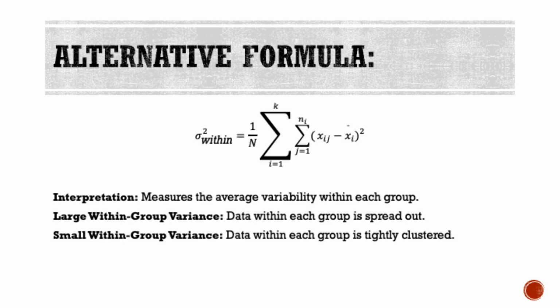There's an alternative formula for within-group variance. It's the sum of squared deviations from each group mean divided by the total number of observations. This is often easier to compute in practice. The interpretation is the same. Large within-group variance means data is spread out within groups, and small within-group variance means data is tightly clustered within groups.